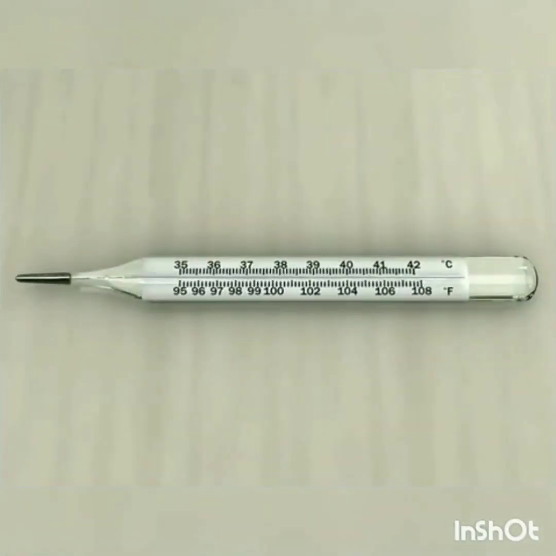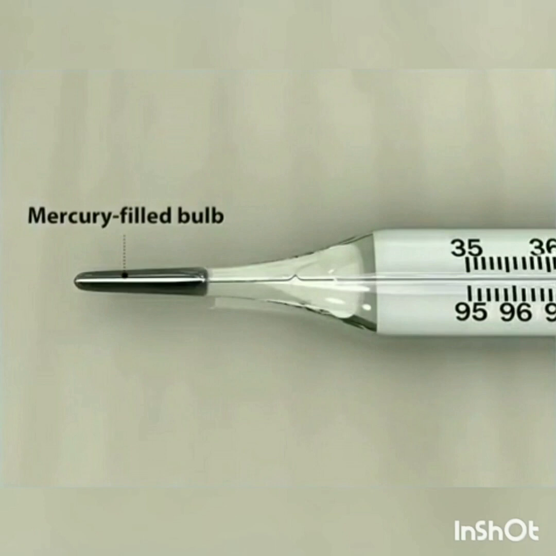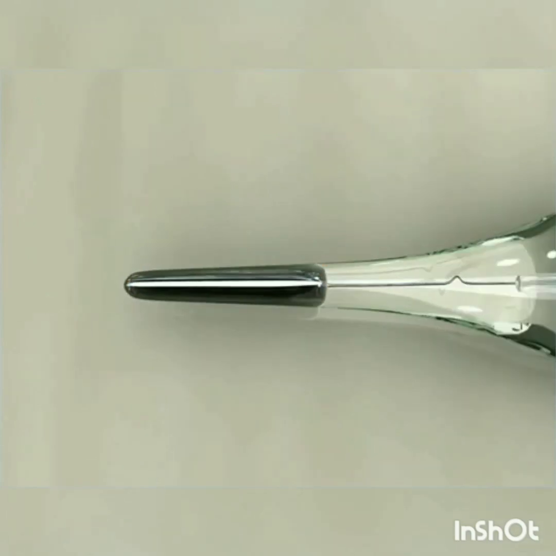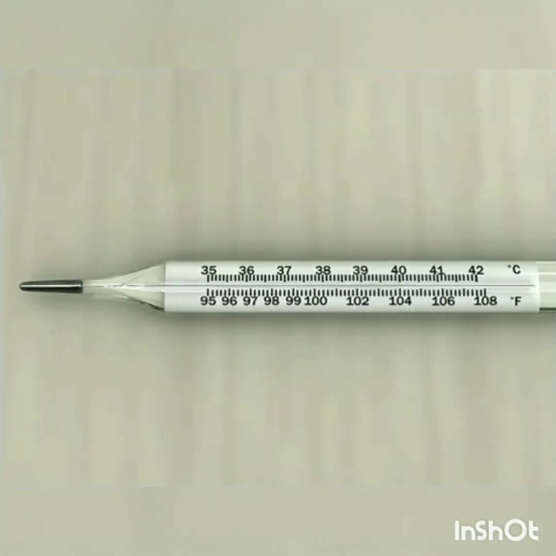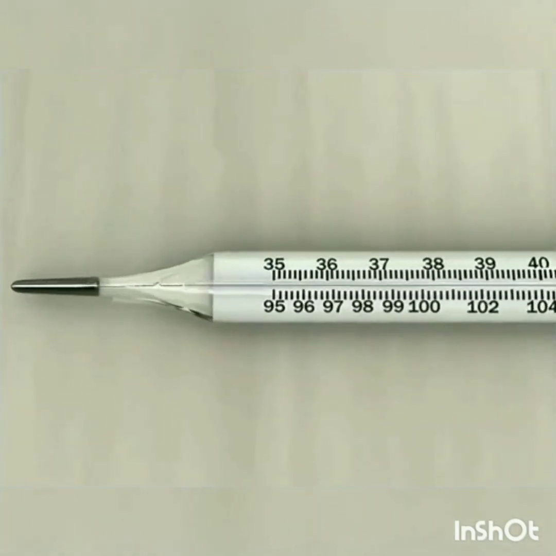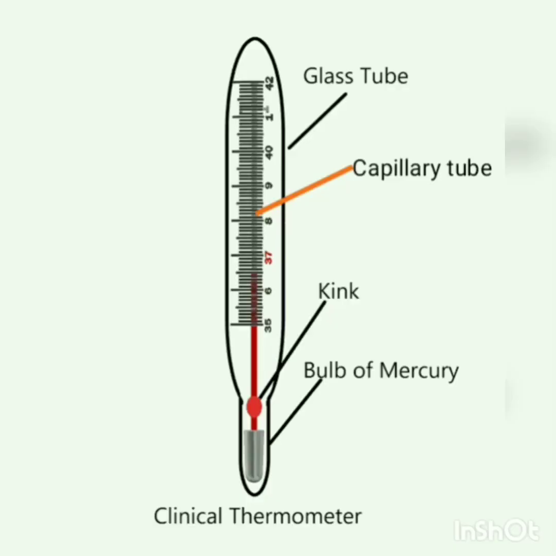A clinical thermometer is made of a very thin, long glass tube. It has a very small bulb at one end which is filled with mercury and a fine capillary tube which looks like a thread running through the center of the thermometer. There is a small constriction or kink in the neck close to the bulb.